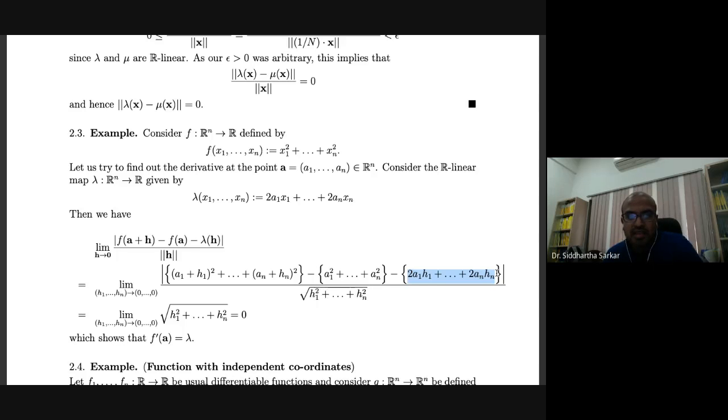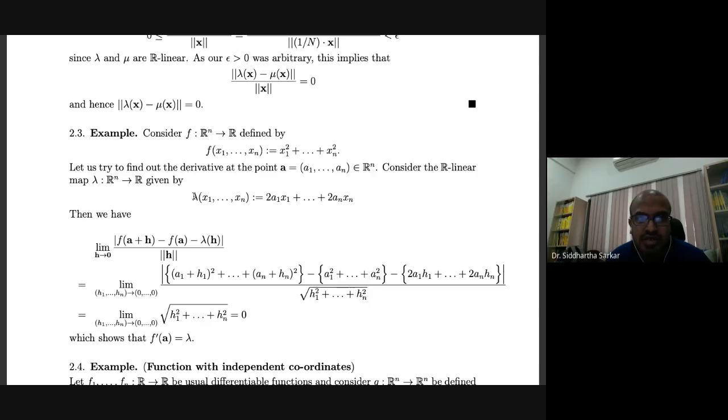This itself says that a lot of bad things are cancelled. So you open up these squares, and just remove the first term after you open up the square. The second term, after opening up the square, is just h1 square plus dot dot up to hn square. So if I just divide by this term, I simply get a square root like this. And if I compute the limit of this particular thing, it's more or less clear to see that this converges to 0 as each of these coordinates converges to 0.